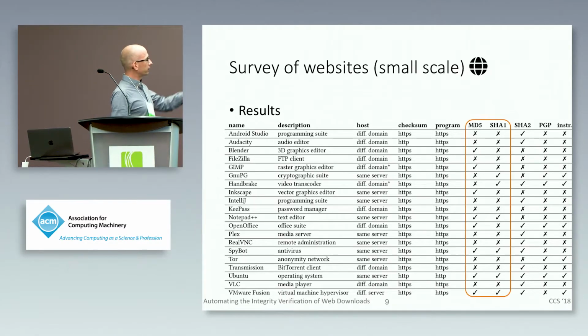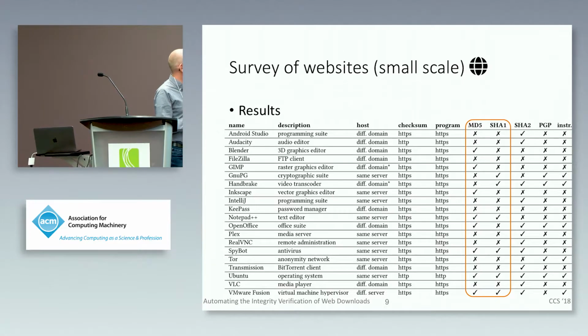And if we look now at the different columns, the conclusion that we can draw here is that a large proportion of these download web pages do use insecure hash functions, typically MD5 and SHA-1 here. And that actually only a small fraction, less than half, I think, of these websites include instructions.